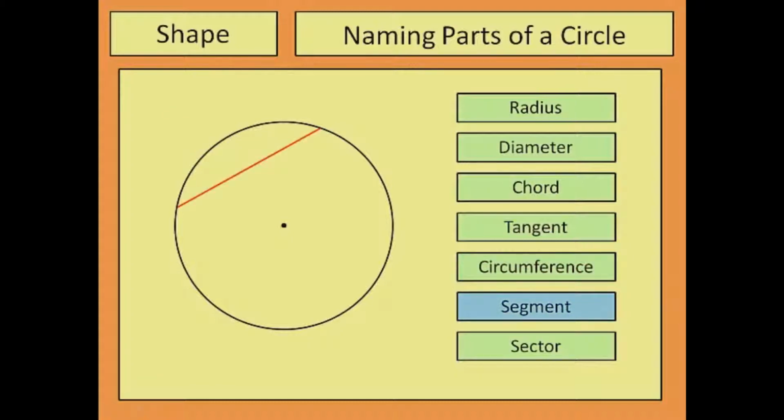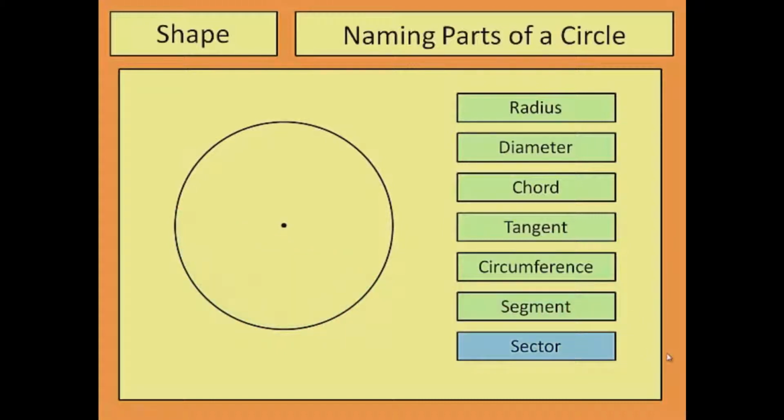The next part is a segment. When you draw a chord across a circle, as is drawn in this circle, the red line, you split the circle into 2 segments. There is a smaller segment at the top, which is now shaded in blue, and the rest of the circle makes one larger segment. It doesn't matter where you draw the chord. For instance, you could draw the chord here. It still splits the circle into 2 segments. So this is a segment, as is the rest of the circle that's left behind.